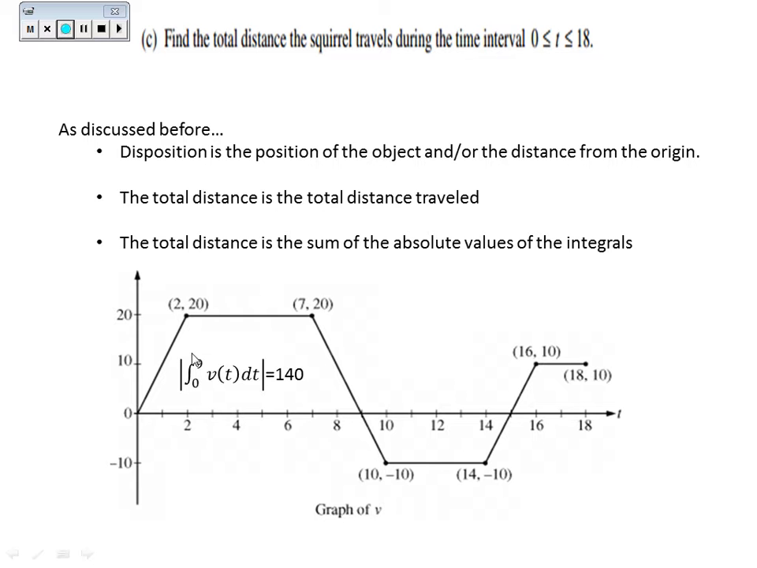So we already know that the integral of this region from 0 to 9 is 140. But this region right here is negative, and we know that distance can't be negative. So we would find the total distance traveled by taking the absolute value of that displacement, which would be the integral from 9 to 15 of v of t dt, and then the same goes for 15 to 18.